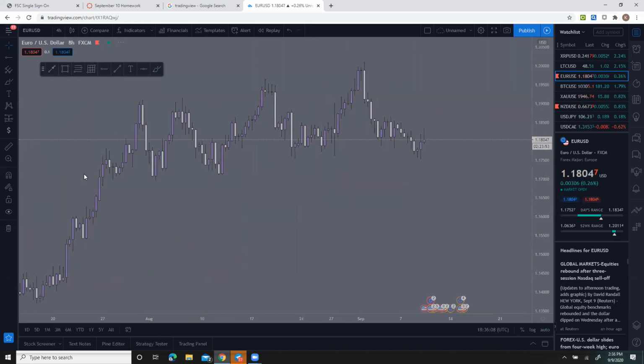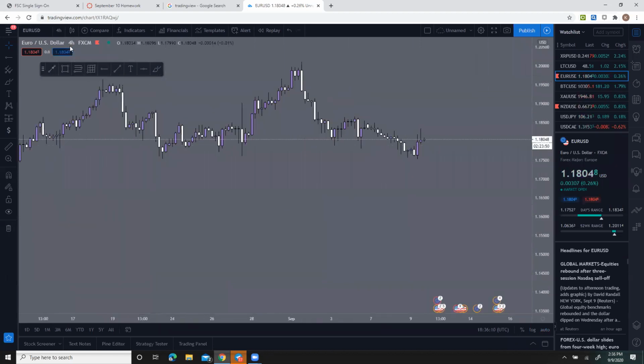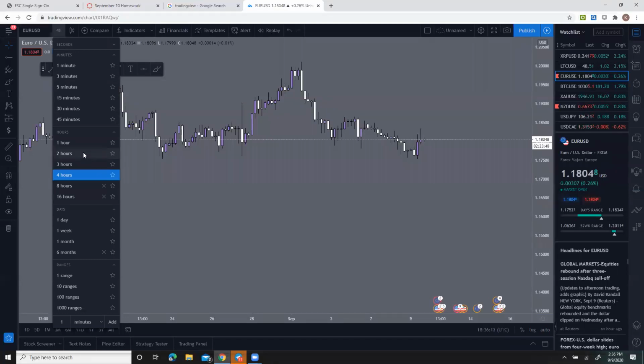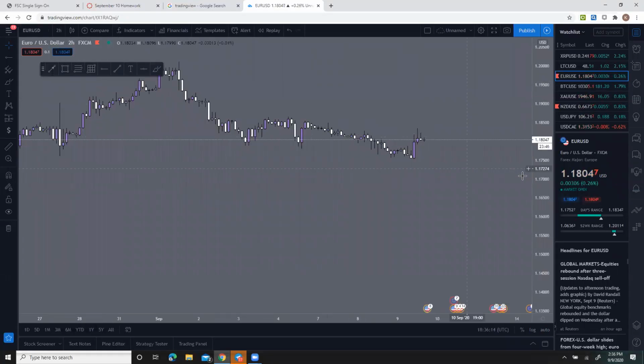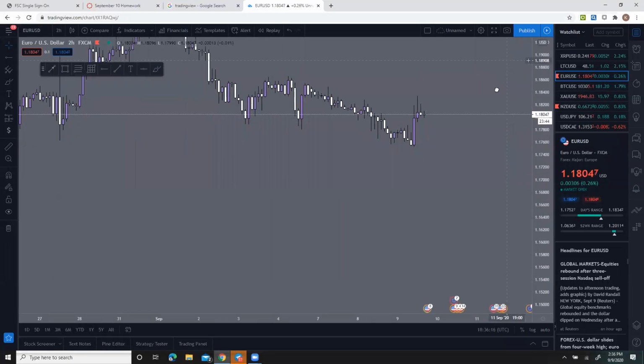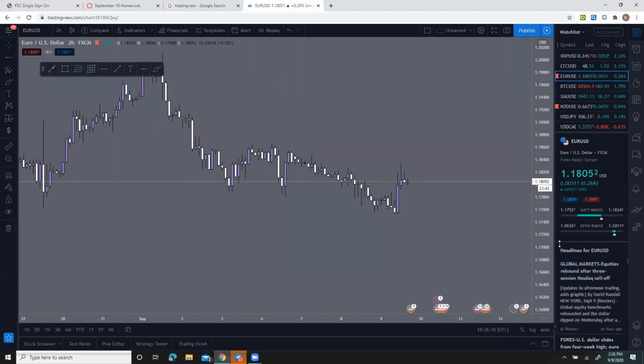And you just keep looking down the time frames. I don't see anything. Nothing's screaming out at me right now. So I'm not gonna do anything for this pair.